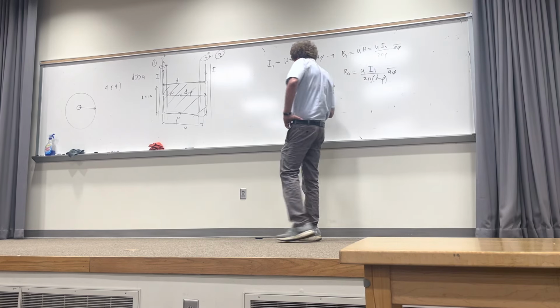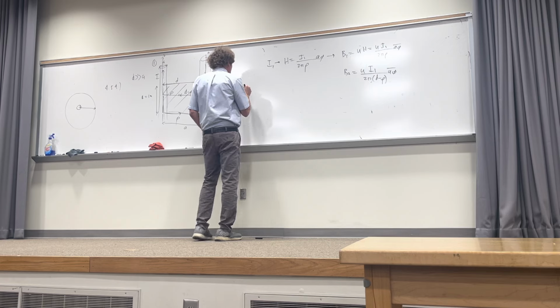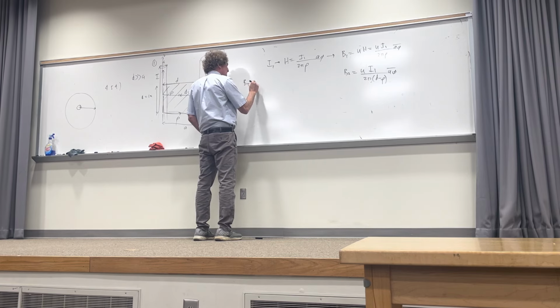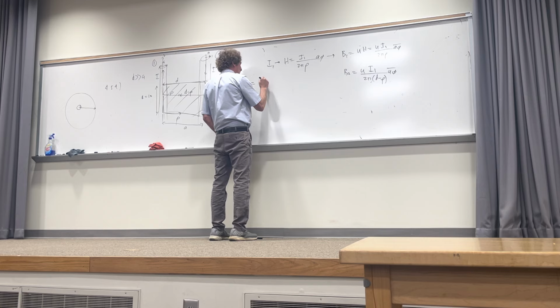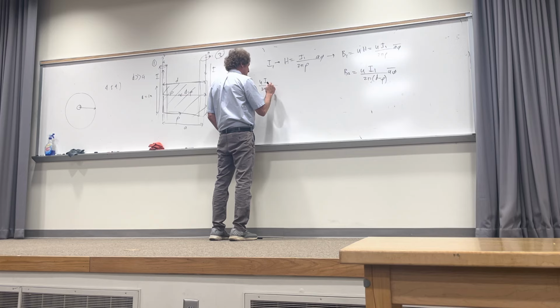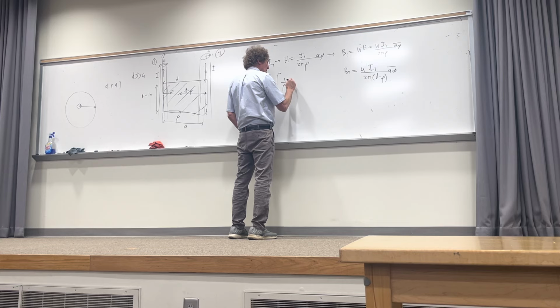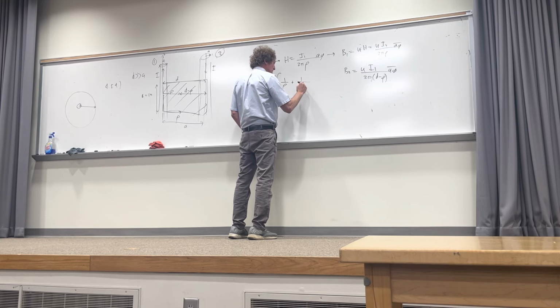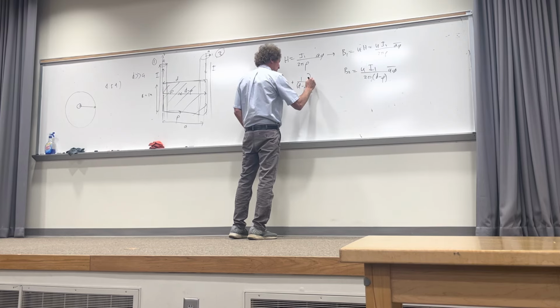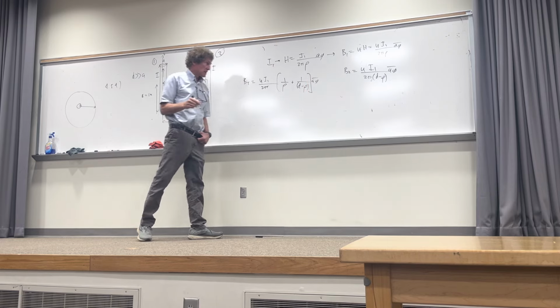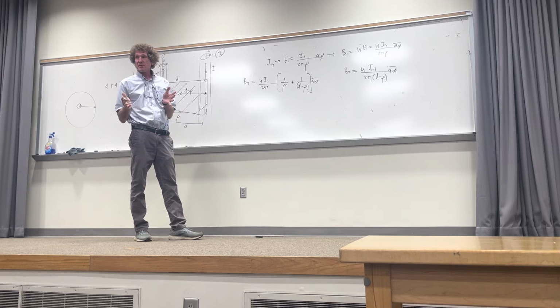So now I could say that the total B field, or B total, is just equal to mu I1 over 2 pi, and then it's equal to 1 over rho plus 1 over d minus rho, A phi. I'm just making sure you see what I'm doing here. Now I add the two B fields together. That's the B field at any given point in between them, right? And I've added a coordinate system.